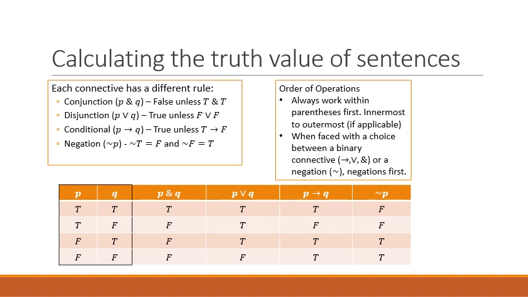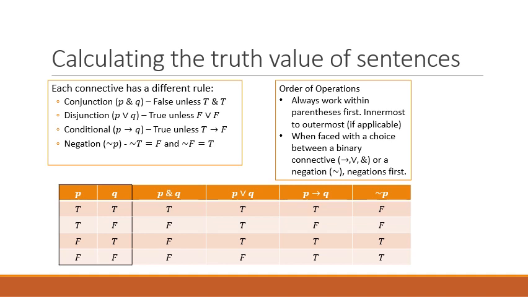Once you discharge that, the other thing you need to think about is a choice between a binary connective and a negation. Sometimes you won't have any parentheses, but you'll have a binary connective and a negation, or you'll be within parentheses where you have that choice. And the rule is that negations go first. A negated letter is understood to have had parentheses around it, but we took them out just to have fewer parentheses in our sentence.